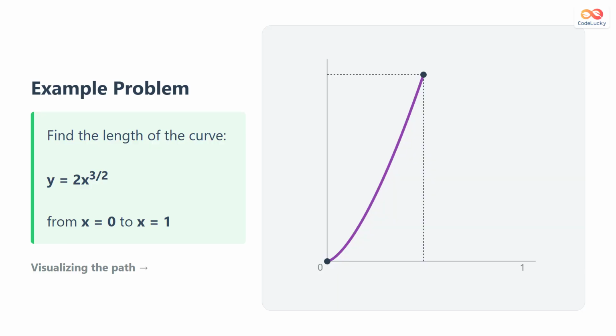Let's try a concrete example. We want to find the length of the curve y equals 2 times x to the 3/2 power, from x equals 0 to x equals 1. This is a standard problem that illustrates the technique perfectly.